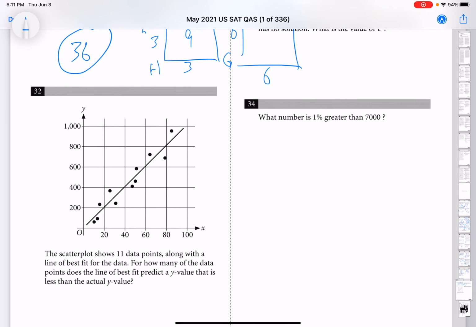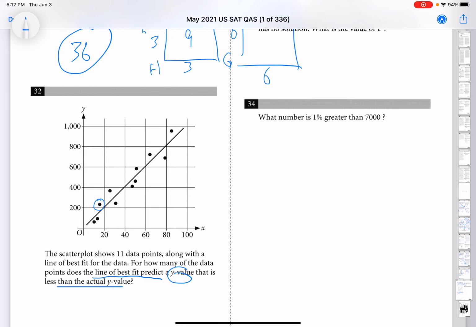All right, number 32. The scatter plot shows 11 data points along with the line of best fit for the data. For how many of the data points does the line of best fit predict a y value that is less than the actual y value? Okay, so let's see. You want the line of best fit to predict a y value that is less.